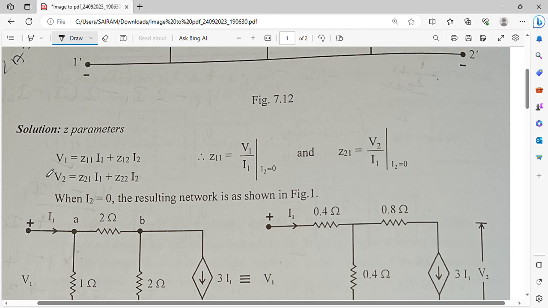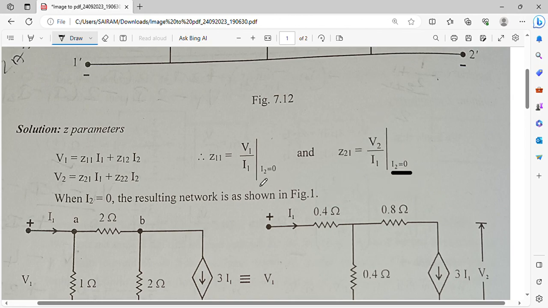So here V1 is equal to Z11 I1 plus Z12 I2 and V2 is equal to Z21 I1 plus Z22 I2, which is your Z parameter, correct. So now we want Z11 and Z21. What is Z11? Z11 is nothing but when you make your I2 equal to 0, you get Z11 equal to V1 by I1, and when you take I2 equal to 0, your Z21 will become V2 by I1, right.